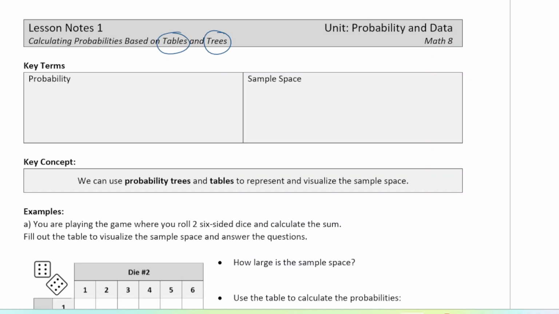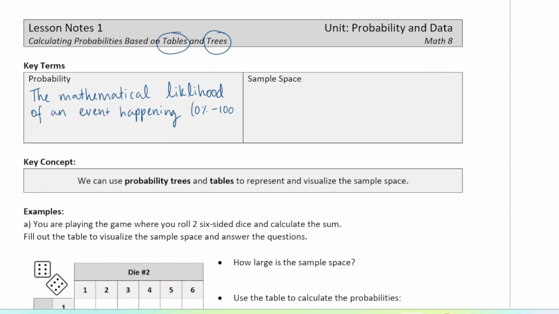You probably are familiar with this word, but the actual definition of it is it's the mathematical likelihood of an event happening. It's always between 0% and 100%, or between 0 and 1 if you're using fraction or decimal numbers.